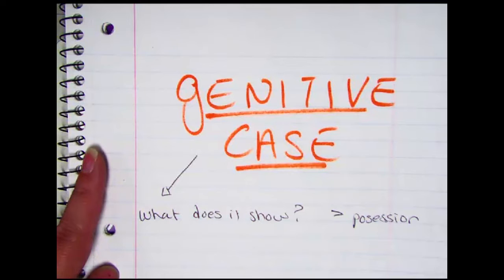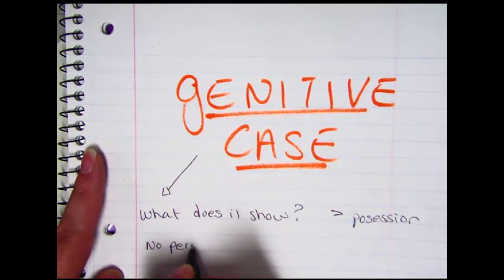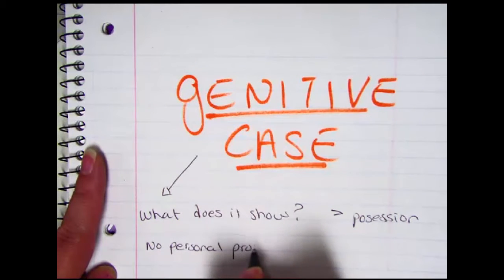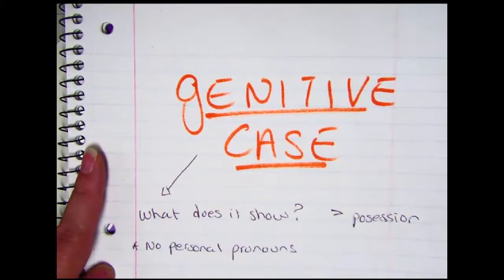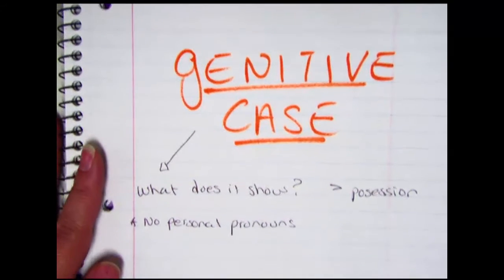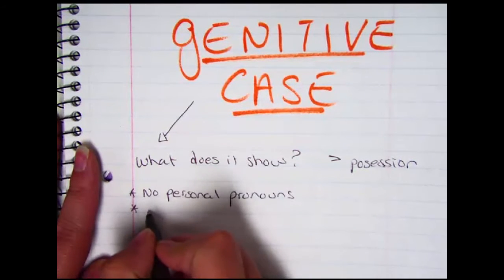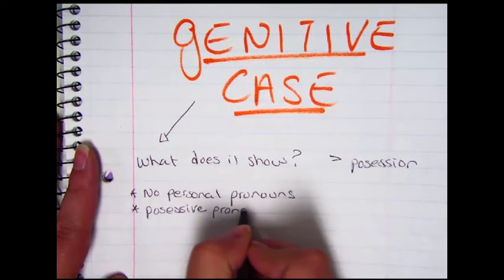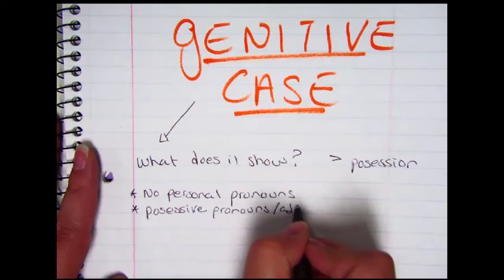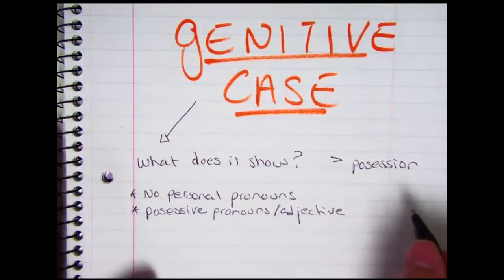So one of the things that you will have noticed for genitive case is that there are no personal pronouns. The reason we don't have personal pronouns is because it doesn't make any sense to have personal pronouns when you're showing possession. However, you have been using the ein words or the possessive adjectives or possessive pronouns, whichever you want to call them, all along. And those are the adjectives or the possessive pronouns that are associated with the genitive case.